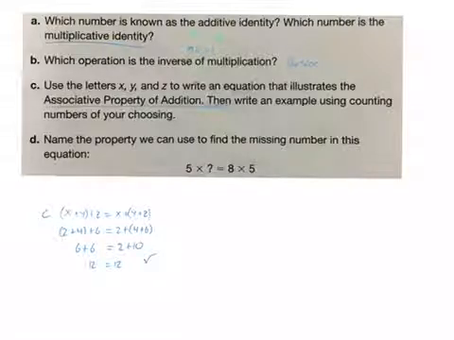D says name the property we can use to find the missing number in this equation. So I'm looking at this and it says 5 times something is the same thing as 8 times 5. Notice I have a 5 on either one, but the order is changing, right? Here the 5 came first, but here the 5 came second. If these are equal, that means this one must also be 8, and that is what we call the commutative property of multiplication because they're multiplying.